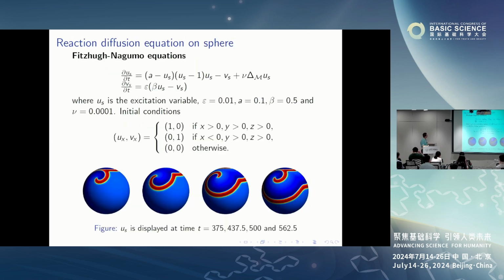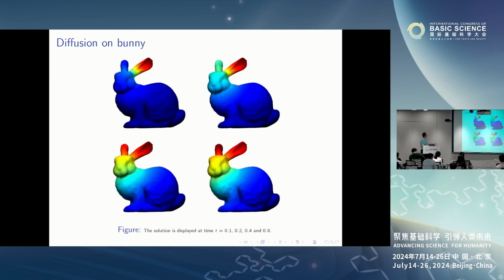Okay, so this is a reaction diffusion equation, a nonlinear equation on a sphere. So we can do that. The heat diffuses from a point source on the sphere. That's basically why I say that the diffusion process actually reflects the geometry and the shape. So that's what we're going to use later on.